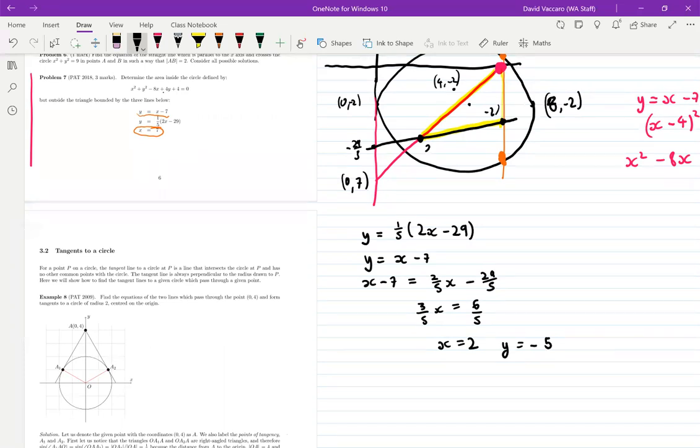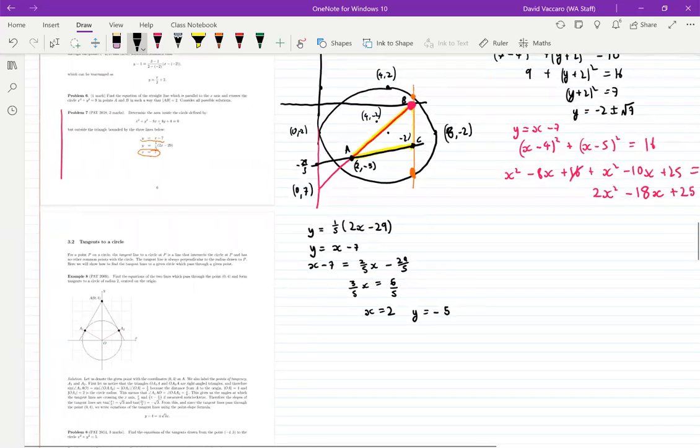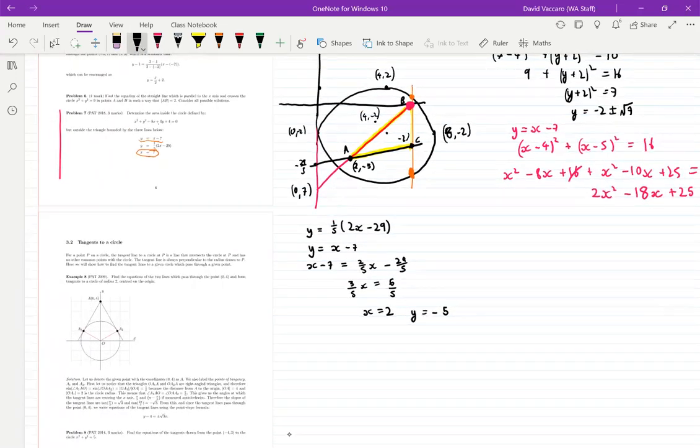So we've got this point here is 2, -5. And then this other point, where it hits the line x equals 7, we've got y equals 1/5 of 14 take away 29. So that's y equals -3. So this point here is 7, -3.